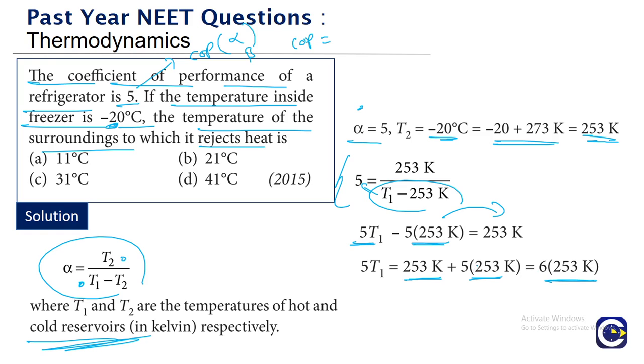Okay, now we are looking for T1, means what? The 5 will go to the other side, go to the denominator. Okay, so it will be what? 6 by 5 into 253. If you simplify, means we will get it as what? 303.6 in the Kelvin scale.